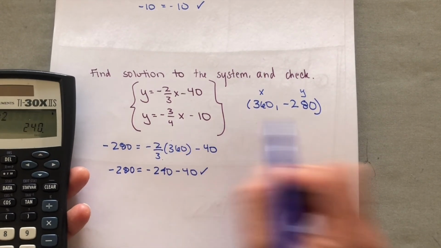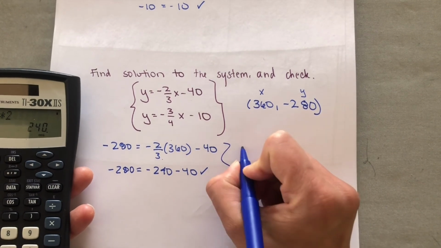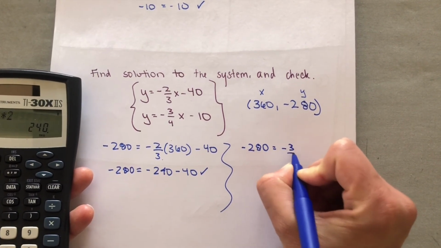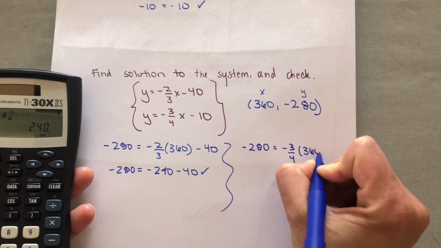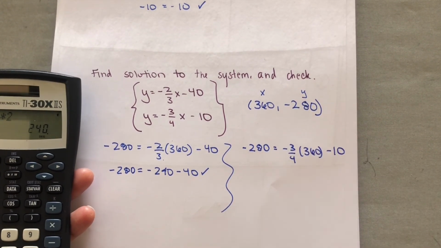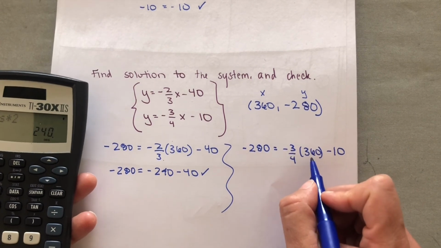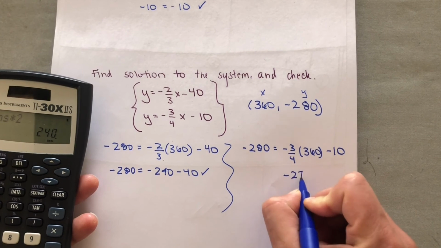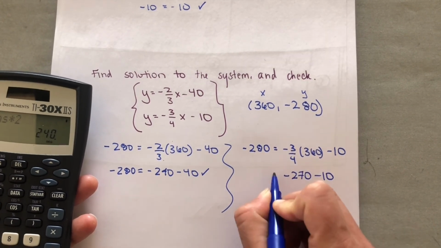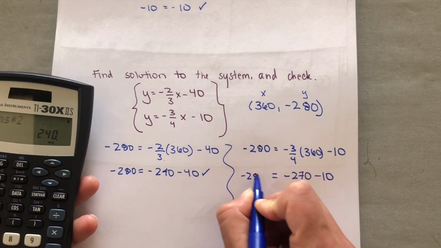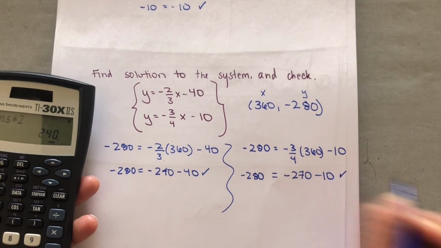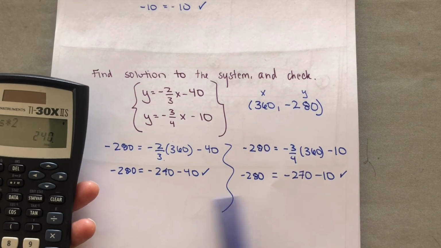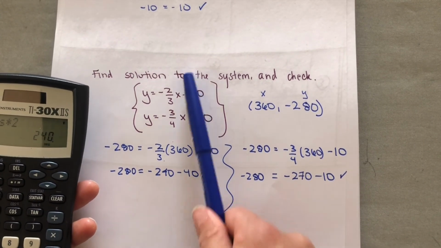And then we'll do the same thing with this one. So is -280 also equal to -3/4 of 360 minus 10. So 1/4 of 360 is 90. So 3 of those would be 270. That's negative 270 minus 10, which would also be equal to negative 280. So I've proven that my solution is the solution to the system because it makes both equations true.